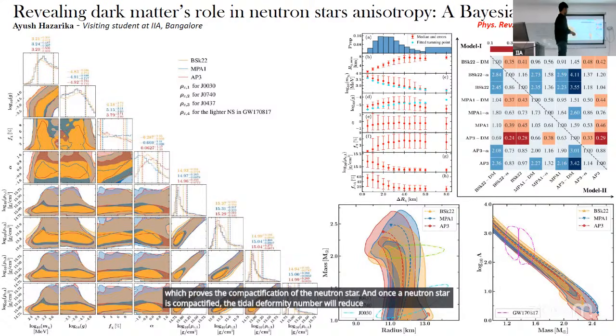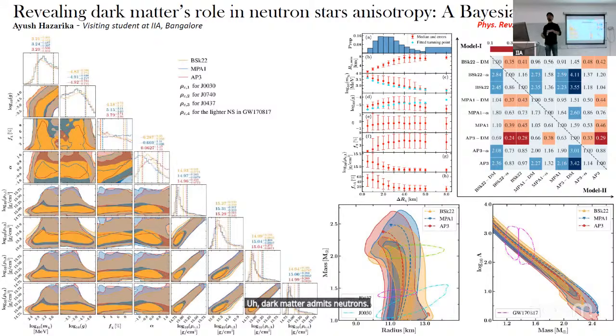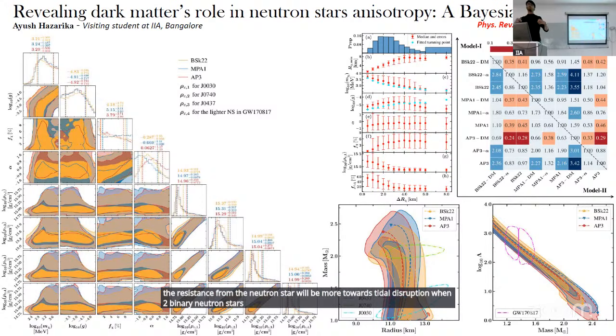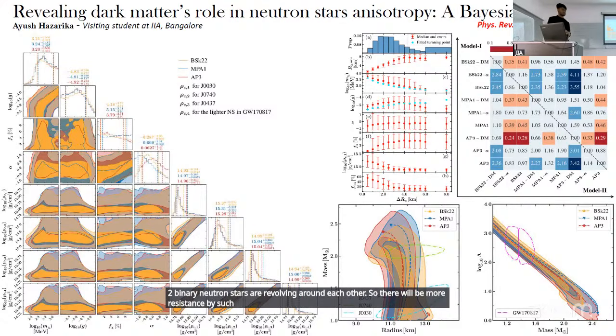As we can see in this plot, the dotted line is for the pure baryonic case, and the entire posterior is for the dark matter admixed neutron star. For this, it is reducing, which means the neutron star will offer more resistance to tidal disruption when two binary neutron stars are revolving around each other. So there will be more resistance by such a dark matter admixed neutron star.